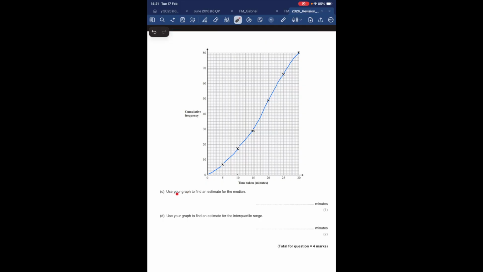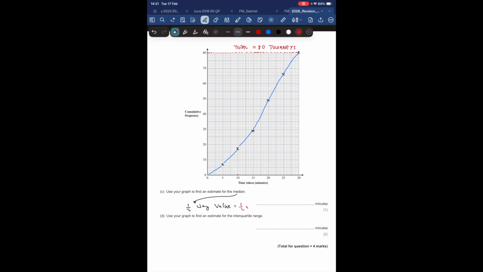Using the graph, we need to calculate first of all the median. Now remember that the median basically is the halfway value. Now from our cumulative frequency curve, we know that if I extend a horizontal line going all the way across, that levels off at a total of 80, which refers to the fact that we had 80 taxi journeys in total in our sample.